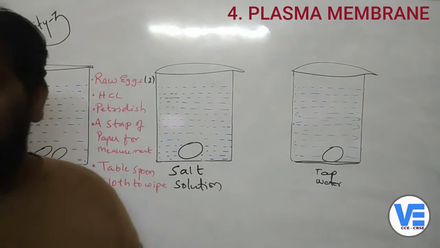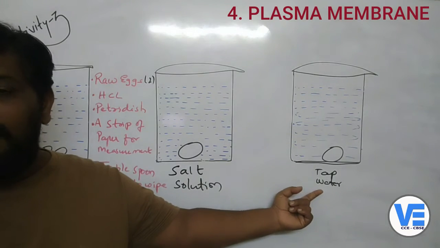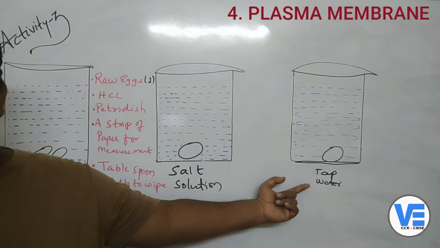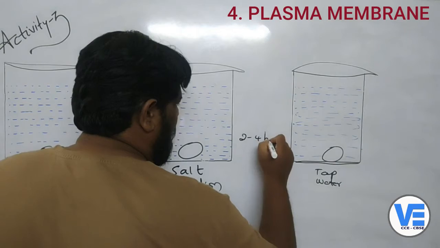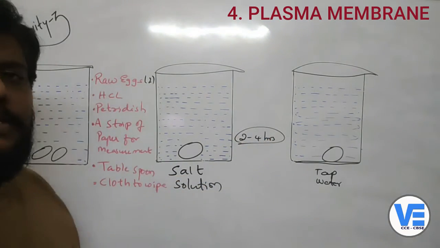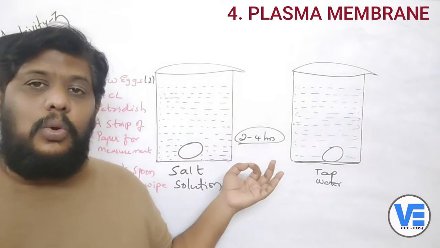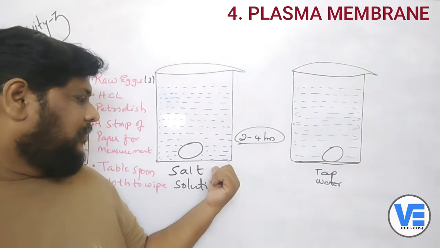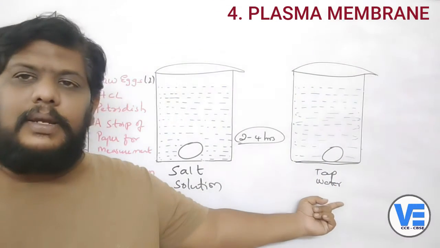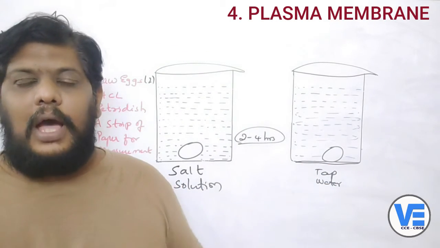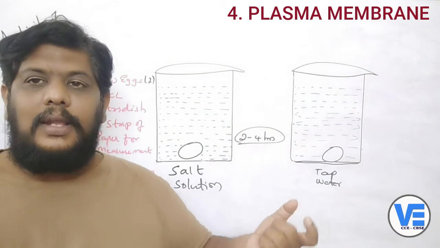So after putting those 2 eggs, one in the salt water and the other in the tap water, what will we observe? Leave this apparatus exactly as it is for 2 to 4 hours and don't remove them before that. One egg is in the concentrated salt solution, and the other is in the normal tap water. After 2 to 4 hours, when you observe the 2 eggs, what differences can you find?